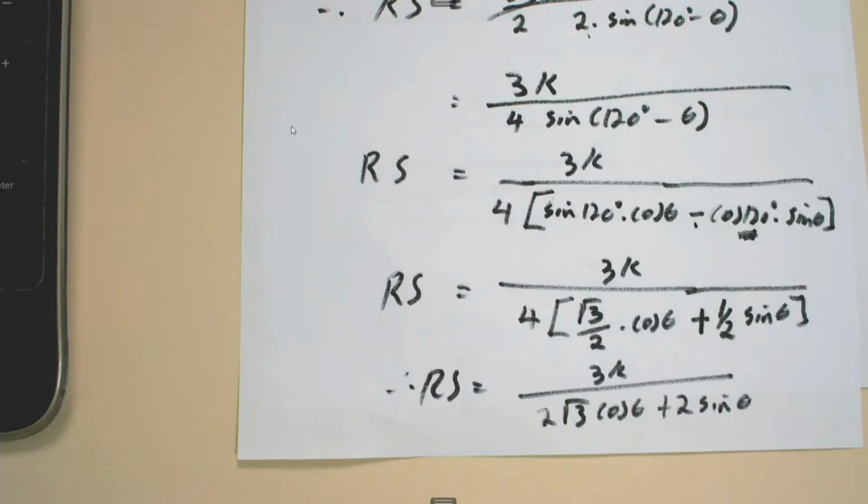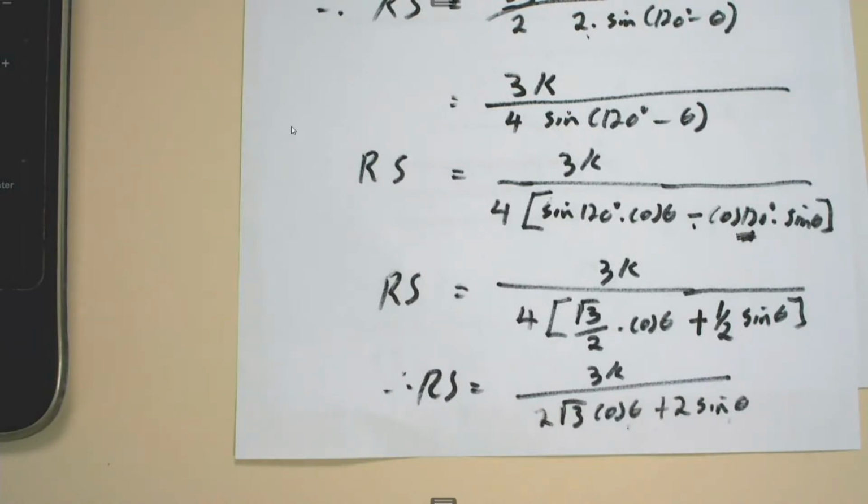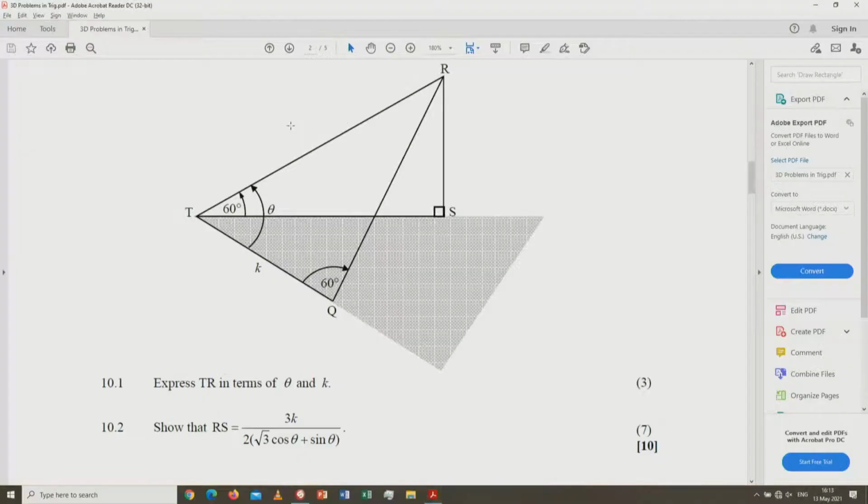All you have to do is to take out 2 as a common factor in the denominator. If you take out 2 here, you'll be left with square root of 3 cos theta plus sine theta. And that will be exactly what we are required to prove. Check what we are required to prove.